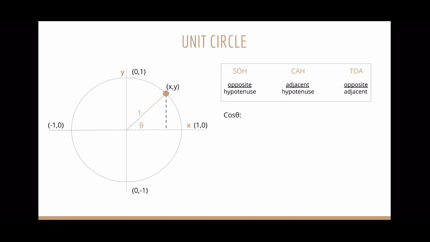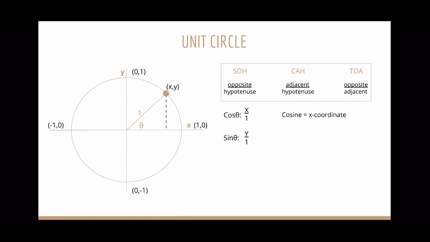So let's first start off with cosine theta. Adjacent to theta is x, and you're going to be dividing it by the hypotenuse, which is 1. This is the same thing as saying that cosine is equal to the x-coordinate of where the terminal side intersects the unit circle.